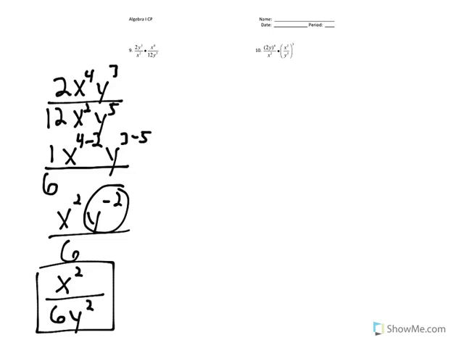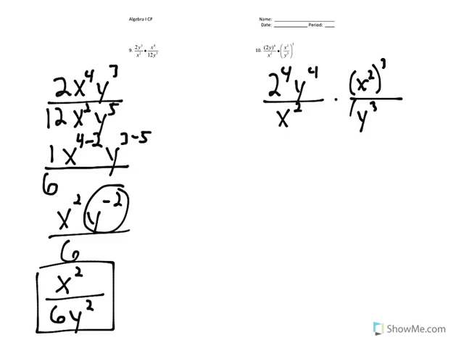Last one here, number 10. Okay, we have a bunch of stuff going on here as well. So in the numerator of the first fraction, we have a power of a product. So I'm going to take the 2, raise it to the 4th power, take the y, raise it to the 4th power. Keep my denominator. Then the second fraction, I have a power of a quotient. So it is x squared cubed, and my denominator is y cubed cubed.